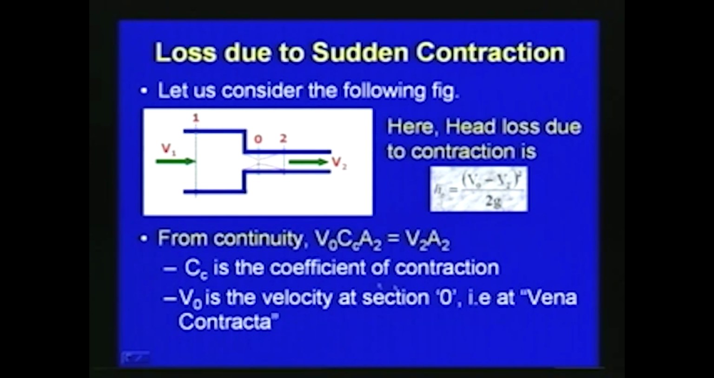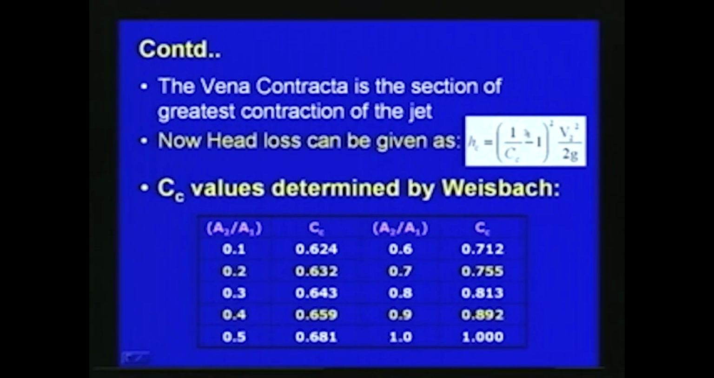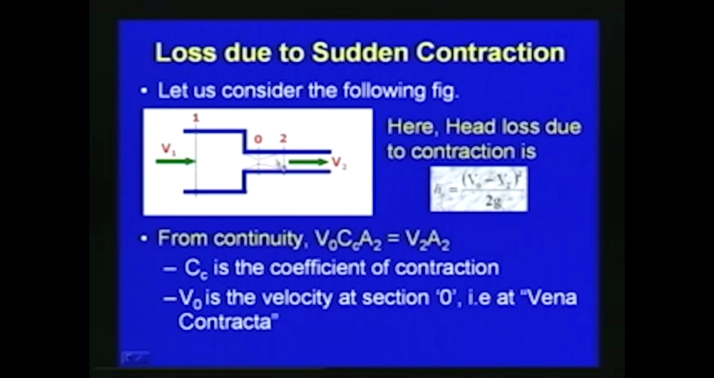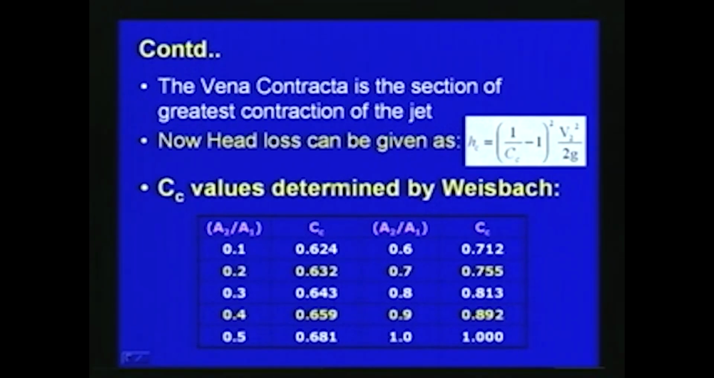With this approximation, we can write the head loss in terms of the coefficient of contraction, where Cc is the coefficient of contraction. So, Hc is equal to (1 by Cc minus 1) all square into V2 square by 2g. Here you can see the expression is in terms of the velocity V2. Weisbach has calculated the coefficient of contraction for various ratios of A2 by A1, and that is given in the literature. For A2 by A1 equal to 0.1, Cc is 0.624, and like that various values have been calculated through experiments by Weisbach.